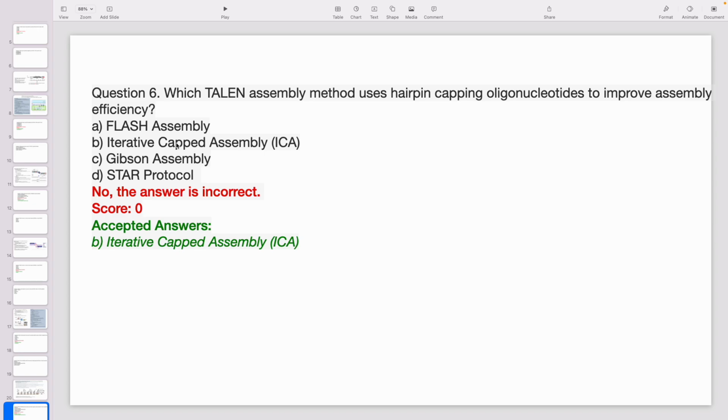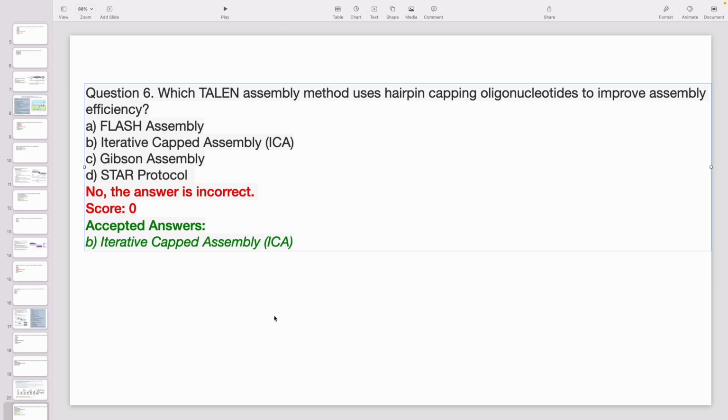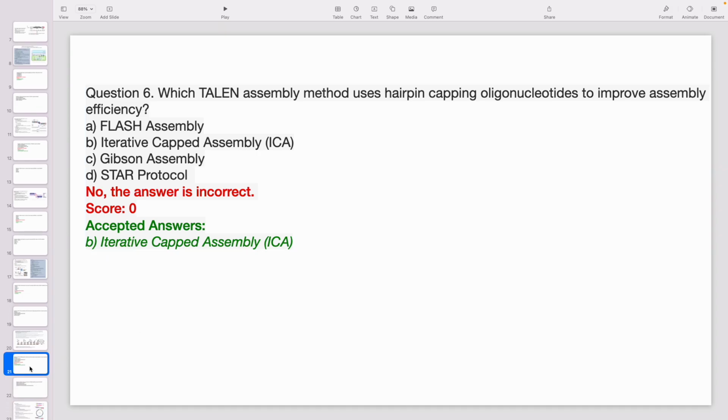These repeats have to be ligated to form a functional domain. There are different methods by which these repetitive sequences are assembled, and you can read about this more elaborately, including how each method works to assemble these TALEN or TAL effector proteins into a functional TALEN protein. So the correct option for this question is option B, iterative capped assembly.